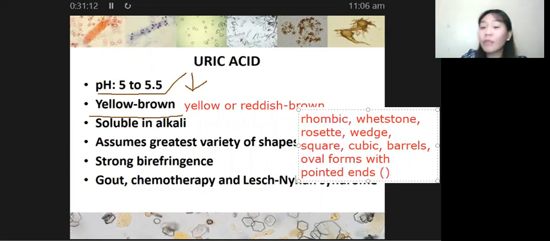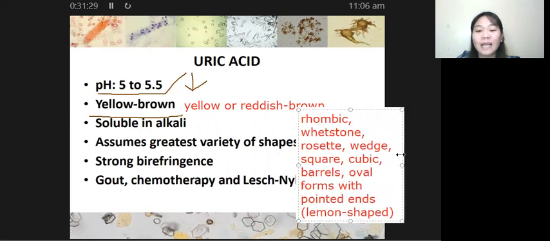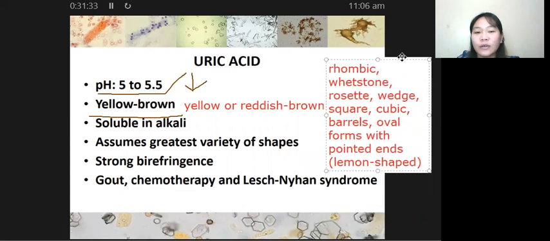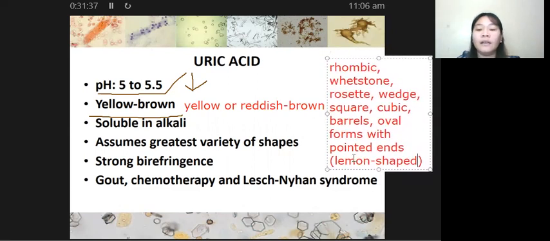Okay? So another description which they provided doon sa ating oval forms with pointed ends, okay, so lemon shaped. Okay, so yan, kung makita mo lemon shaped crystals, naku, uric acid na yan. Okay, yan, so uric acid po. Dito na lang, class, ha. Alright, so ganyan. Okay?